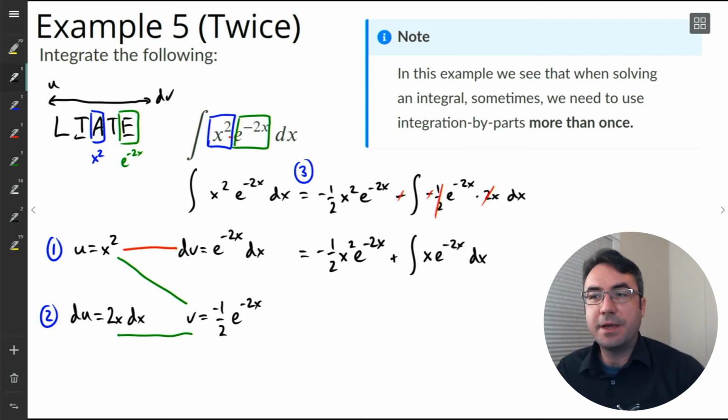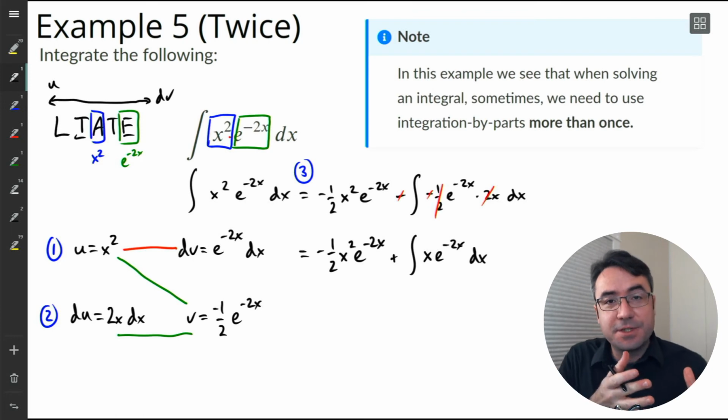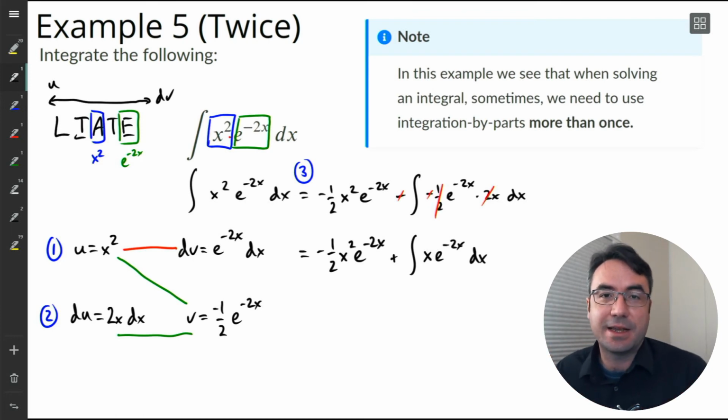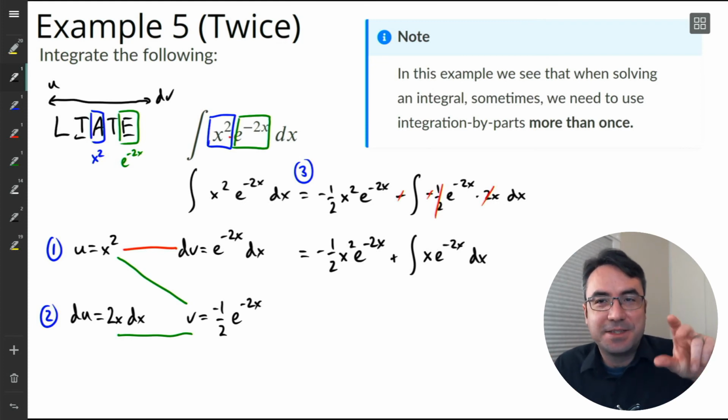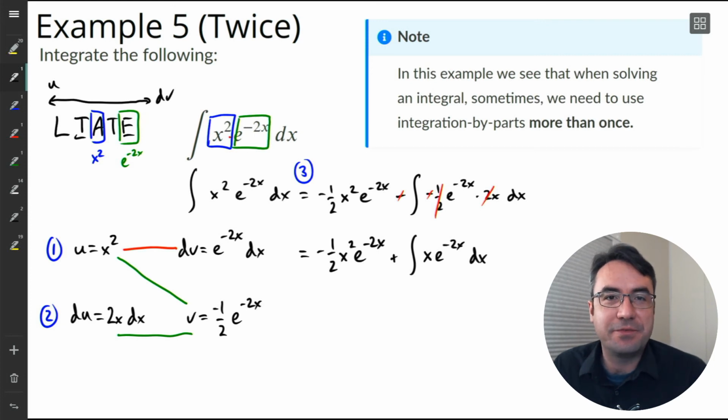And when I write these, I like to put the x term first, then the exponential term second. Just looks nicer in my opinion. The x term tends to move around, so you don't want it drifting up into your exponent when you're writing these out. All right, so that's our remaining integral.